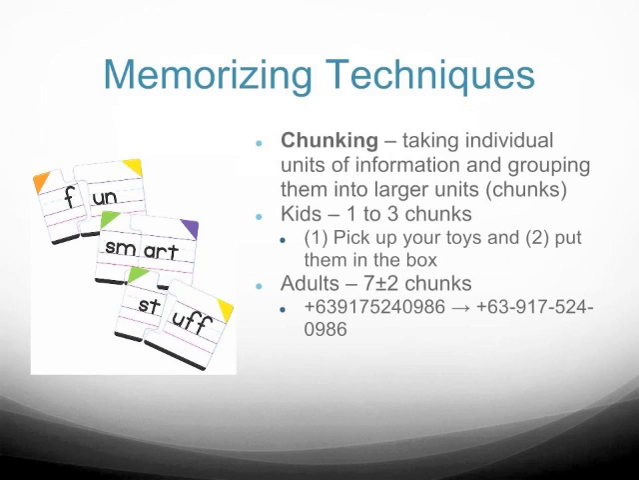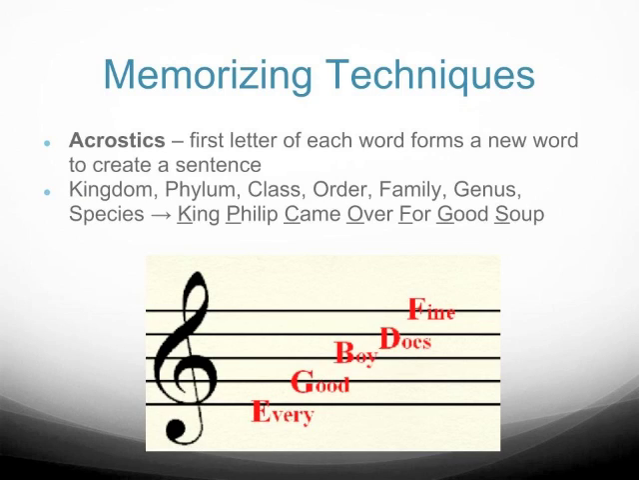Memorizing techniques. Memorizing techniques include chunking, which means taking individual units of information and grouping them into larger units, called chunks. In children, they can memorize up to 3 chunks, and in adults, approximately 7 chunks. Next is acrostics, which means the first letter of each word forms a new word to create a sentence. For example, when memorizing the levels of organization, we say, King Philip came over for good soup, as opposed to kingdom, phylum, class, order, family, genus, and species.